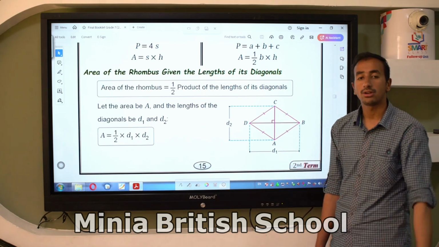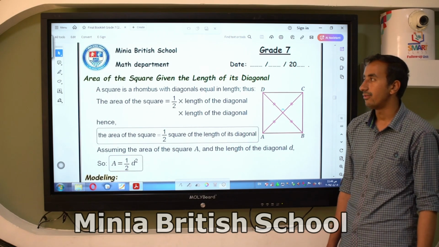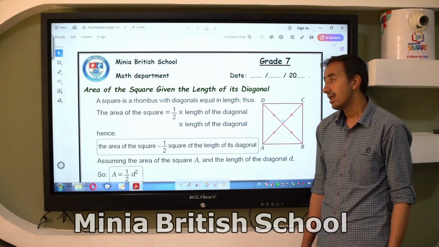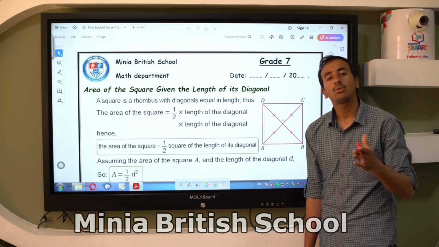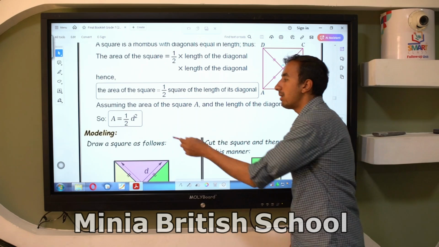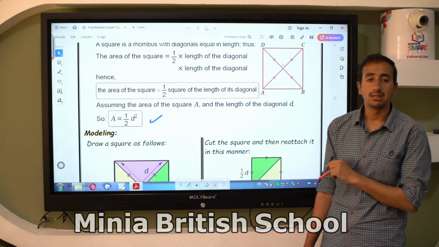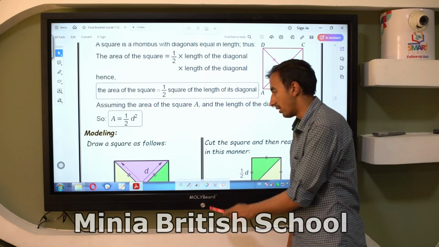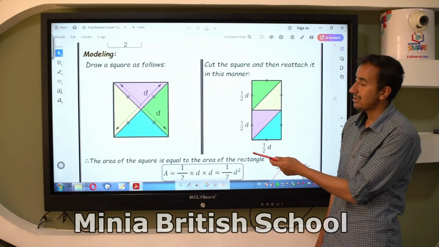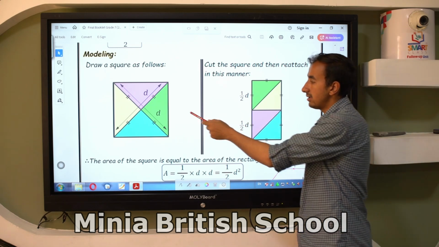Here, those two diagonals are not equal in length, but for the square they are equal in length. In the special case of the square, the two diagonals are perpendicular and equal in length. So I can write half times d times d, or half times d power 2. Area of rhombus, half times d1 times d2. Here, half times d power 2. You can find it with this model to find the area. It's half d here. That's half d.